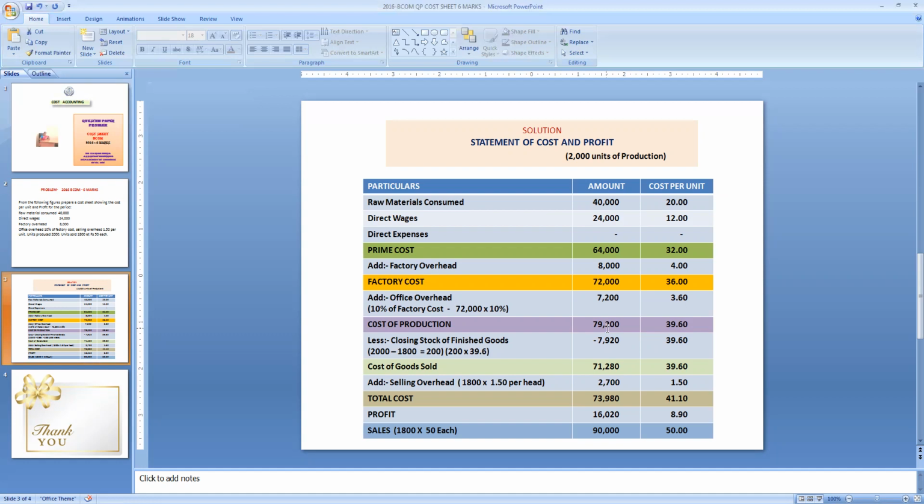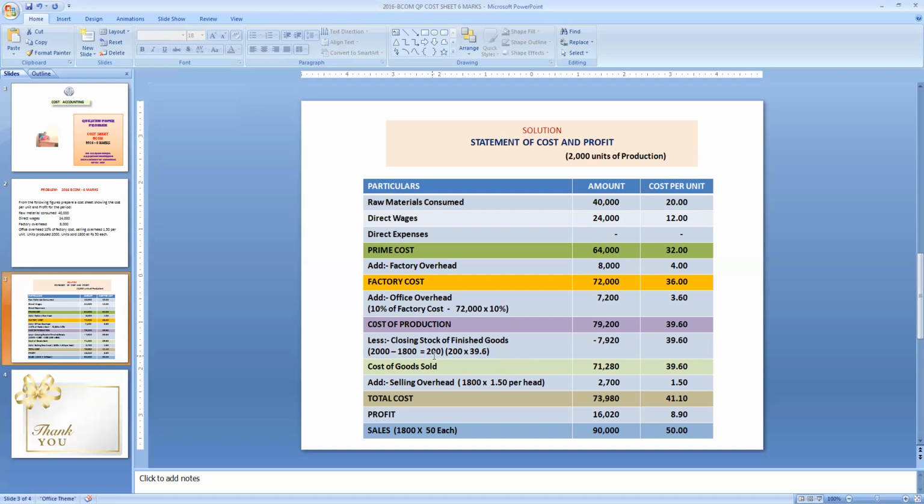There is an adjustment given regarding the closing stock values. There is no opening stock of finished goods, but the closing stock is given, that is, the actual goods sold is only 1,800, so the remaining units, whatever is left out, will be considered as the closing stock. So the total production units are 2,000. Out of that, the units sold are only 1,800, as given in the question. Then 2,000 minus 1,800 is nothing but 200, which are the closing stock units.